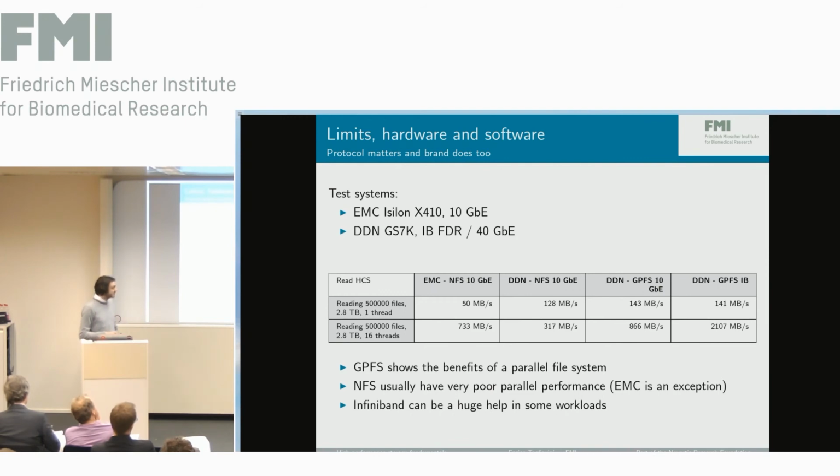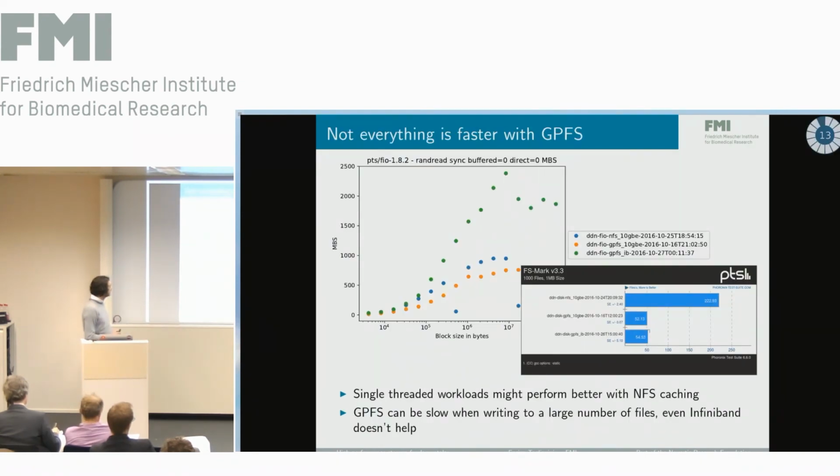InfiniBand can also be a huge help, of course. If a faster network is what's your bottleneck, then it will greatly help. This is one test case only, of course. Your results might be very different, and very quickly, this is an example of what might not work very well.